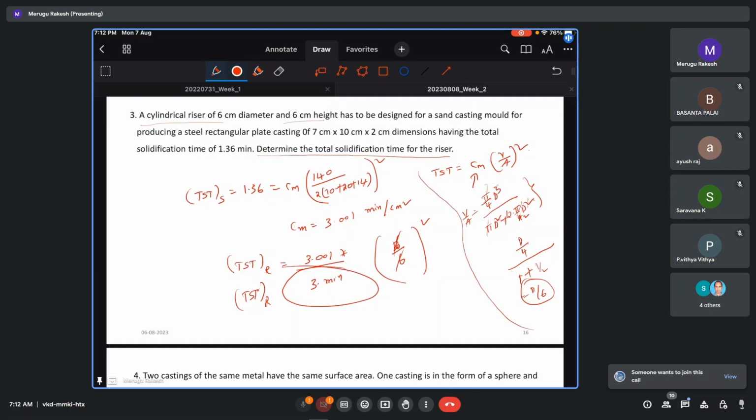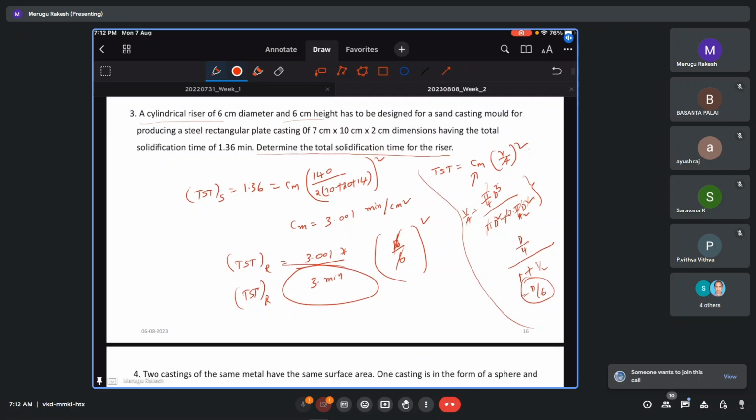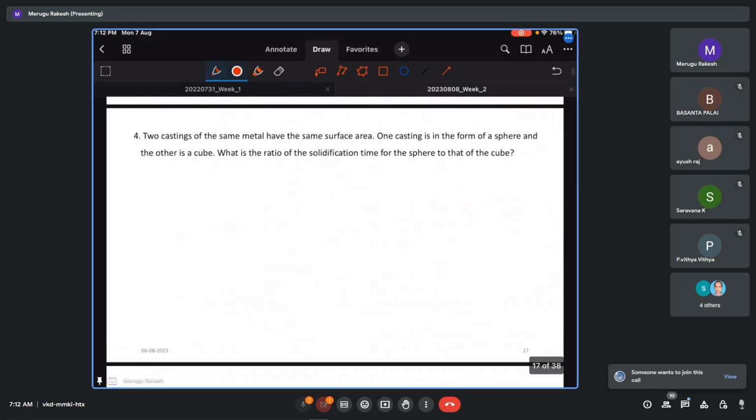You can calculate this, otherwise you can do this. Just remember, it will be d by 6. Even if it is a square, it will be a by 6. If it is a sphere, it is going to be d by 6. So this is a simple derivation. You can try the V by A ratios of different types of geometries. Let us quickly calculate one more problem here.